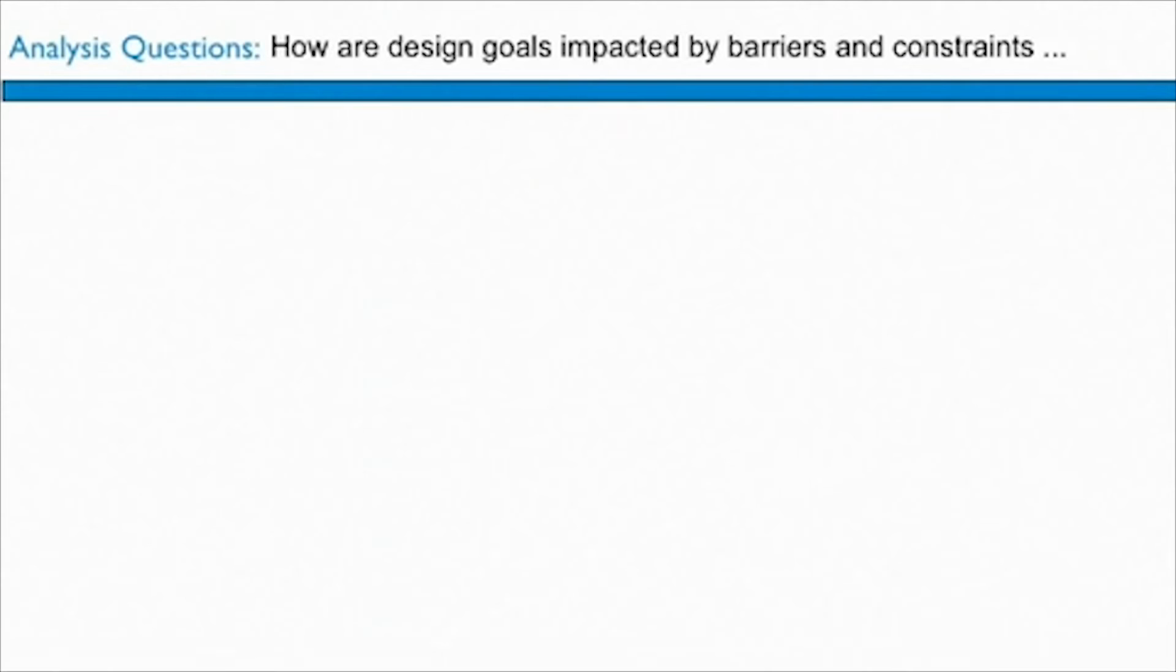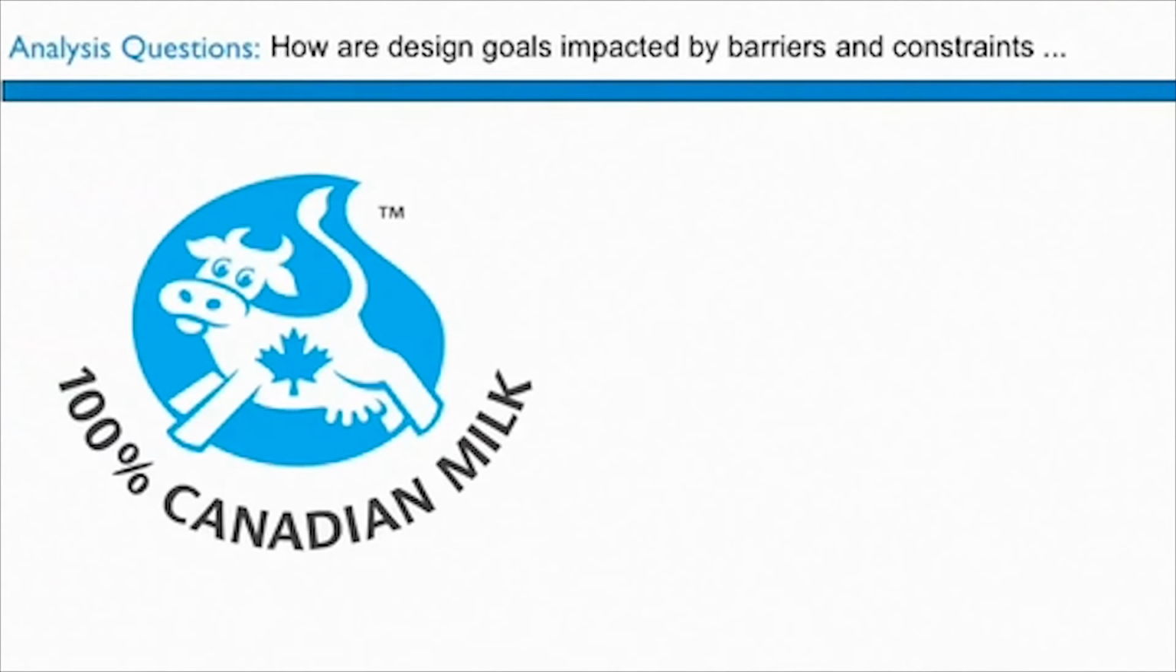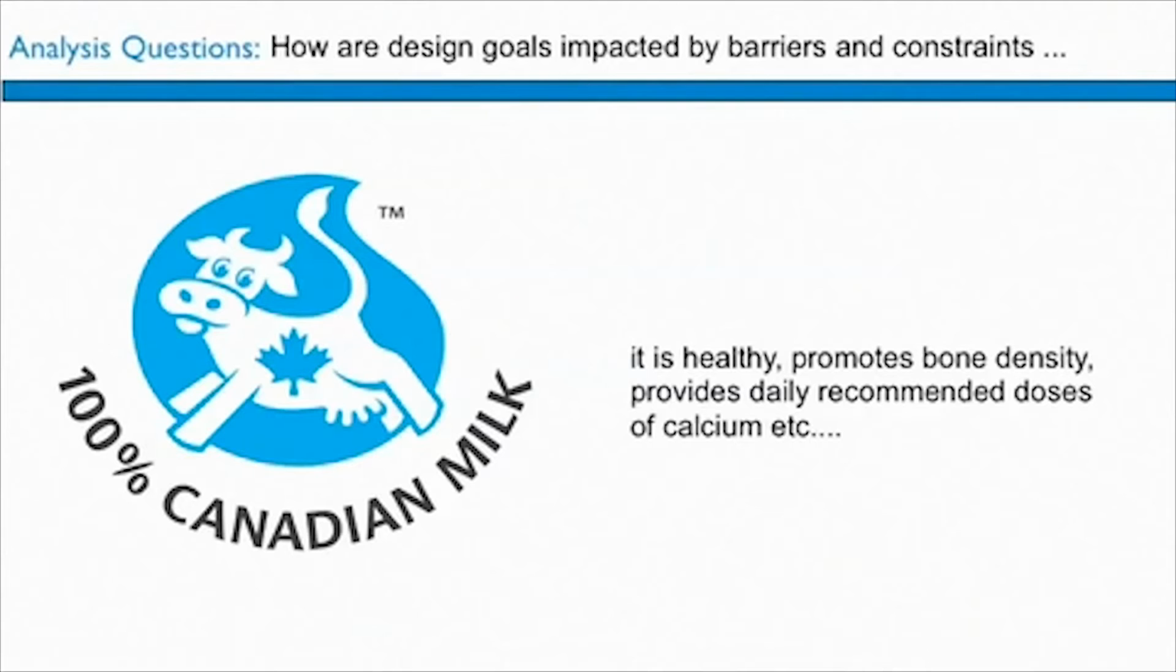So let's take a look at a very practical example that many of you are probably already familiar with. Let's just say you're a dairy company and you want to communicate to people the importance of drinking milk. Your company feels that it's healthy, it promotes bone density, it provides daily recommended doses of calcium and vitamin D and all that other good stuff.